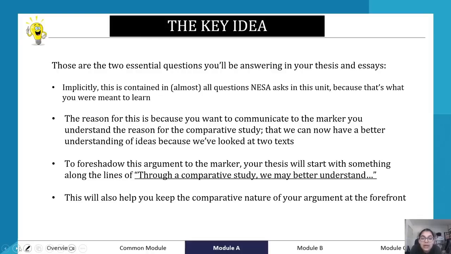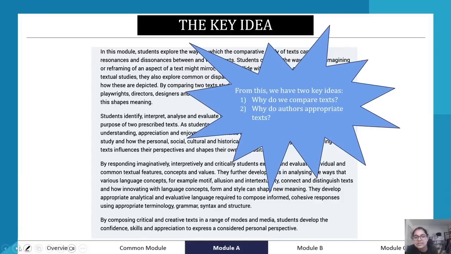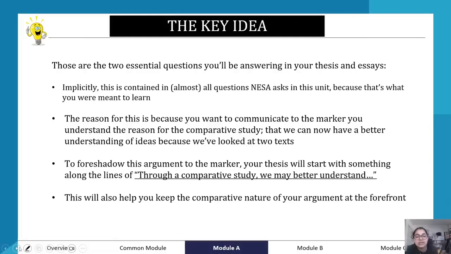So what you want to make sure is that you are able to communicate to the marker that you understand the reason for comparative study. Why do we compare texts, and why do authors appropriate texts? You want to communicate why both are important, and how we can have a better understanding of ideas because we've compared them across the two texts. To foreshadow this argument to the marker, your thesis would generally start with something like, through the textual conversation we may better understand. That's a good place to start.